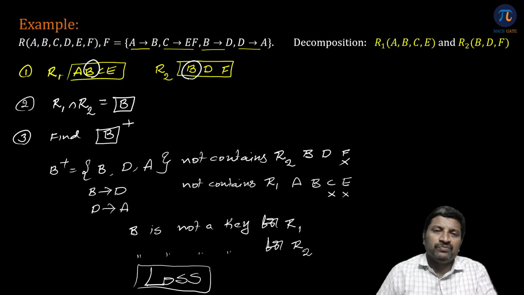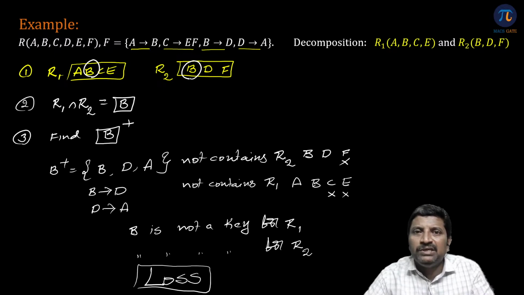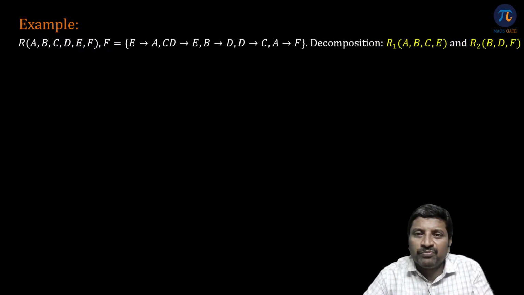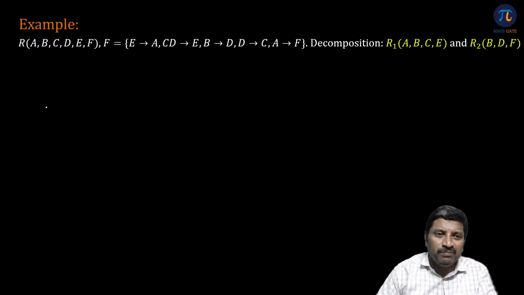Hope you understood it. So this is the way how to verify whether there is a loss or not. In all these examples, we considered only 2 relations. That means the original table has decomposed into 2 relations. Now the question is, whenever the relation is decomposed into 3 tables, what is the procedure we are supposed to do? Okay, I think we have one more example with 2 tables, sir. Let us do it quickly.